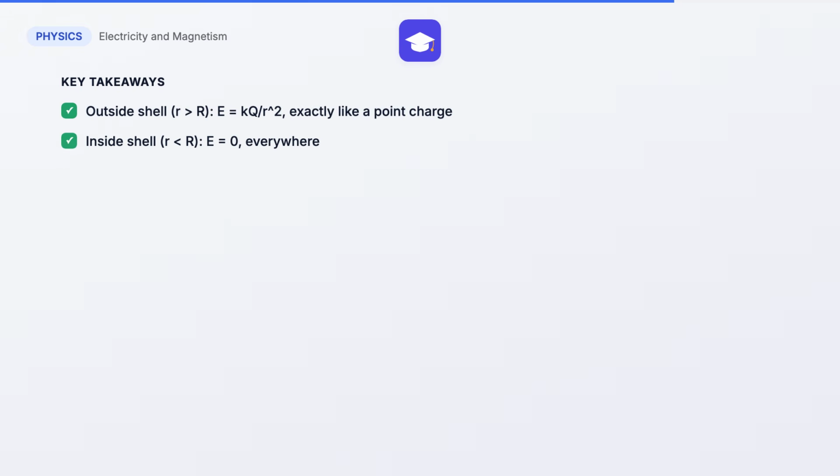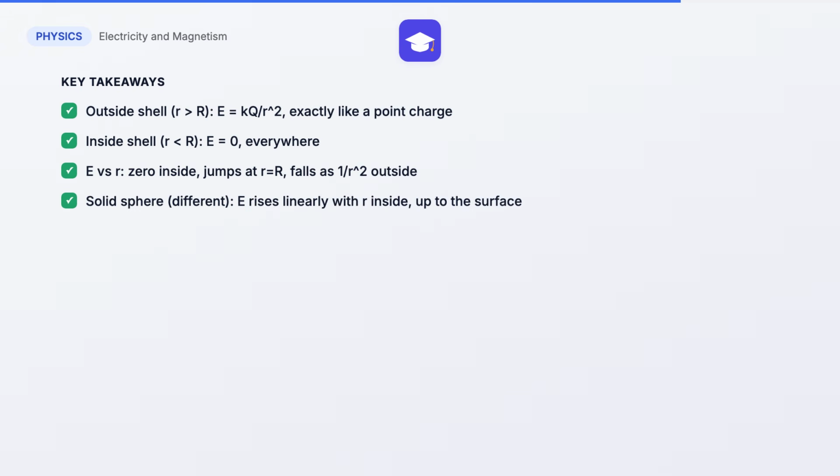Let's recap. Outside a uniformly charged thin spherical shell, the field is E equals kq over r squared, exactly like a point charge at the center. Inside the shell, the field is exactly zero everywhere, since a Gaussian surface drawn inside encloses no charge at all. The complete field profile jumps discontinuously right at the shell's surface, and this is different from a solid sphere where the field instead rises linearly with r inside. Distinguishing shells from solid spheres is the key skill this topic tests.